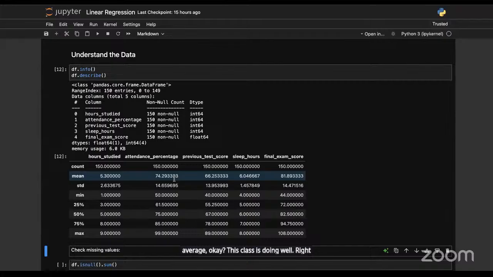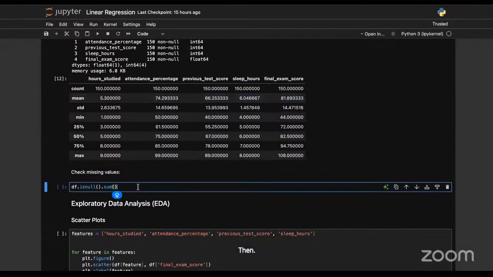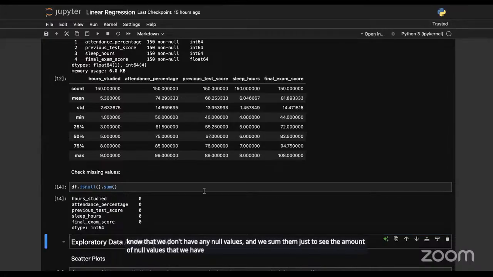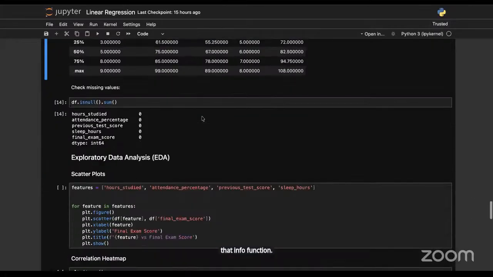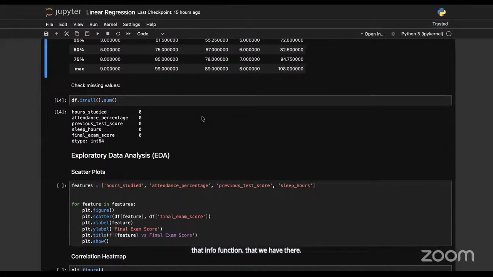So as much as we are reading, the model is basically going to do the same as well, right? We're just looking at the minimum, just to understand what we're working with. Then for convenience, you always want to make sure that you check if there are any missing values. So we would use the is null function, even though we know that we don't have any null values, and we sum them just to see the amount of null values that we have. In each column we see 0, 0, 0, 0, which basically confirms the info function that we have there. All right, cool.